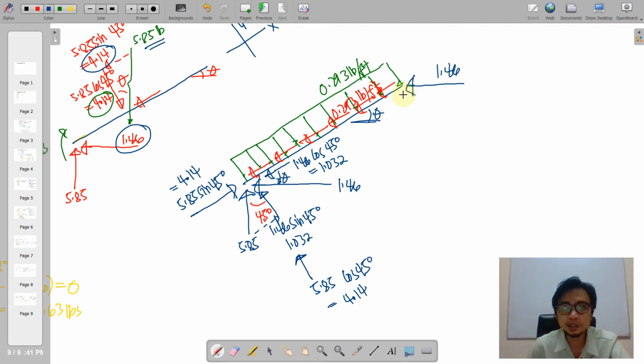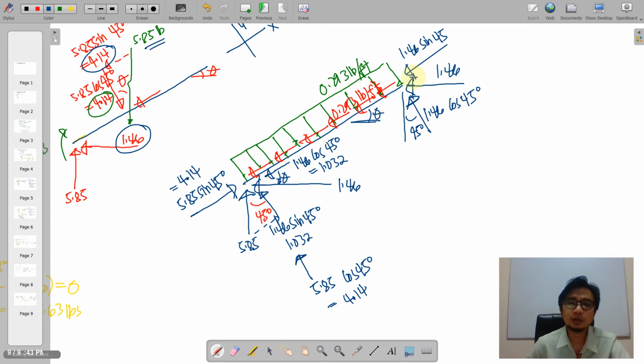Okay, so this 1.46 is to be computed in its components along perpendicular and parallel to this inclined member. First, we have the perpendicular component here. We can say that this is inclined with the vertical line at 45 degrees following the ruling on angles. Notice that your angle here is adjacent to your component. So therefore this is 1.46 cosine of 45, and that is also 1.46 sine of 45.